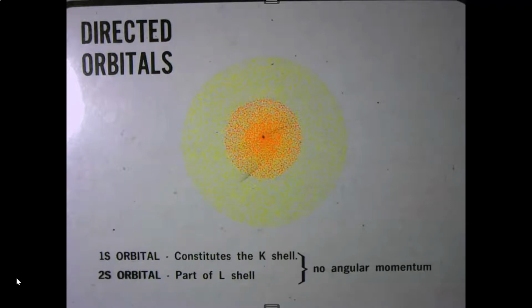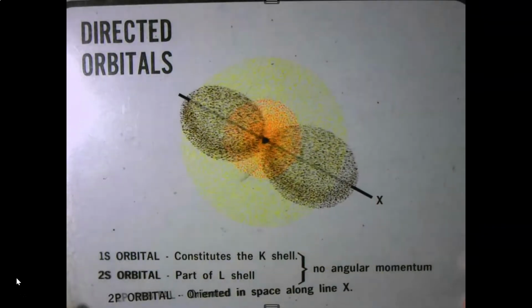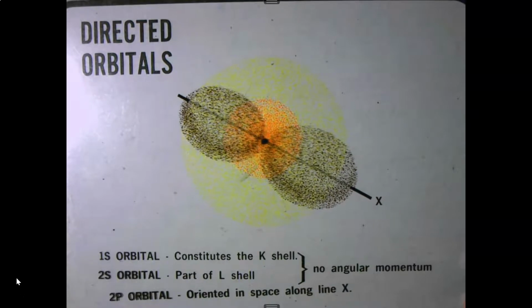So now we're going to put in the p's. Remember that the p's are two-lobed. There are 3 of them. They are oriented along the x, the y, and the z axes. So here's the 2-lobed, and I'm still marking the nucleus, which is immensely huge at this point. Here's the 2px overlapping the 2s. Okay, that's the first p orbital.